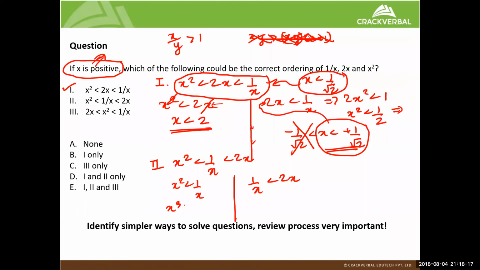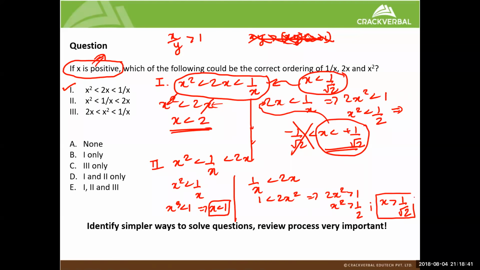So this gives me x cube is less than 1. And if x cube is less than 1, x is less than 1. And this gives me 1 is less than 2x square. So that's 2x square is greater than 1. x square is greater than half. So if x square is greater than half, x will be greater than 1 by root 2 or x will be less than minus 1 by root 2. I'm not going to consider the negative because x is always positive. So x has to be greater than 1 by root 2.